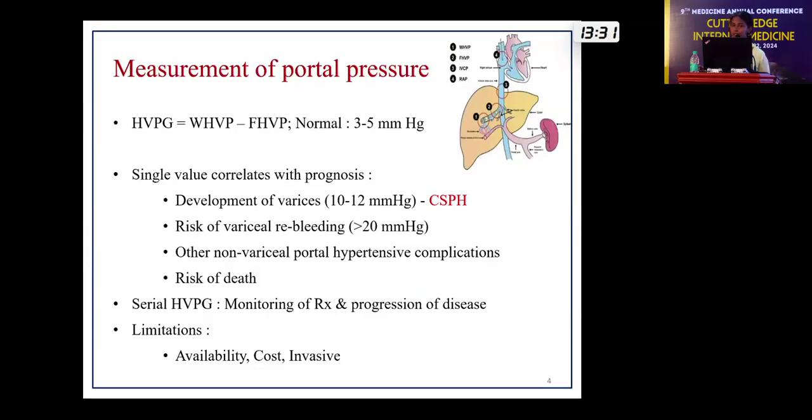Why is it important? Because beyond this cutoff, patients start developing complications like variceal bleed, ascites, and further decompensation. Hence, this entity of CSPH is important for us as clinicians to know. But what is the problem with HVPG? It is expensive, it is invasive, you need a specialist to do it, and you need infrastructure for it.